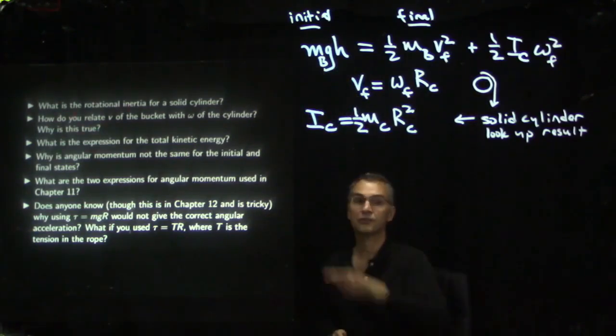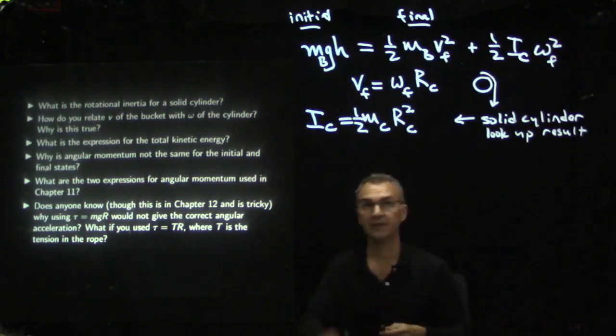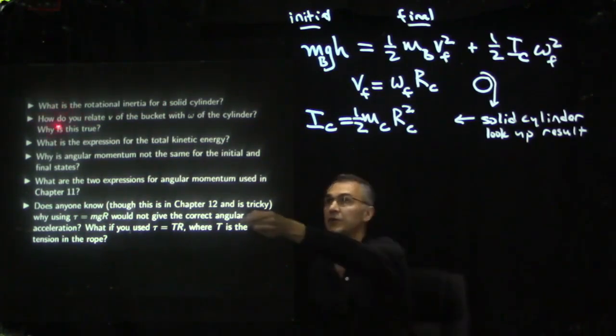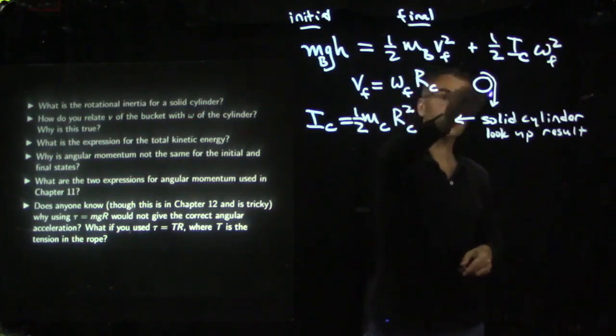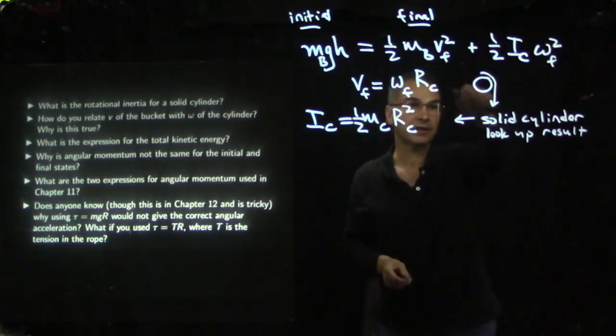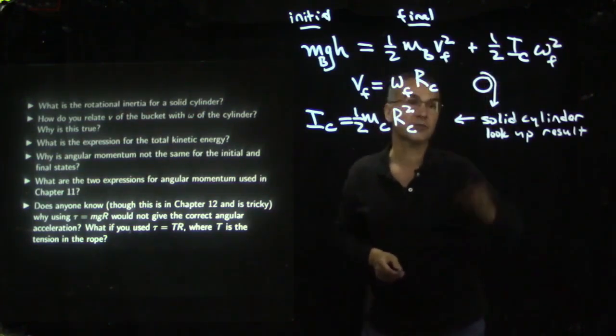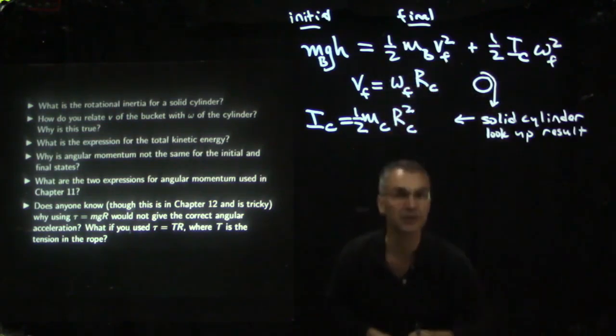What is the rotational inertia for a solid cylinder? Well, I would say it's 1/2 mr squared. How do you relate v of the bucket with omega of the cylinder? Well, we can do this, and why is it true? It's true because the rope is wrapped around the cylinder in a way that pulling the rope down by 1 circumference of the cylinder causes the cylinder to turn around 1 full rotation.